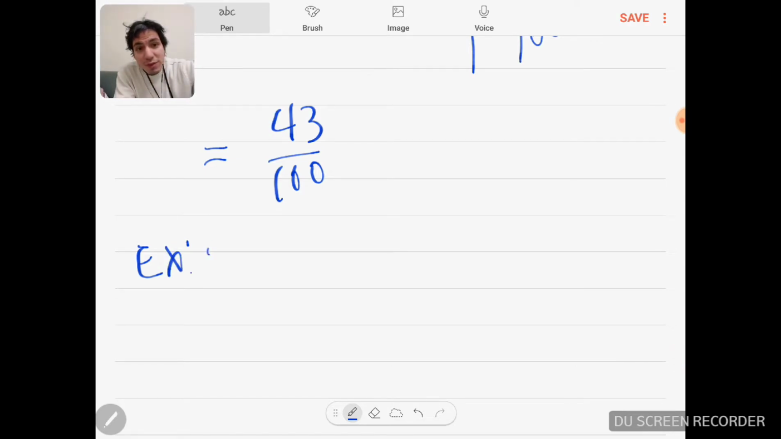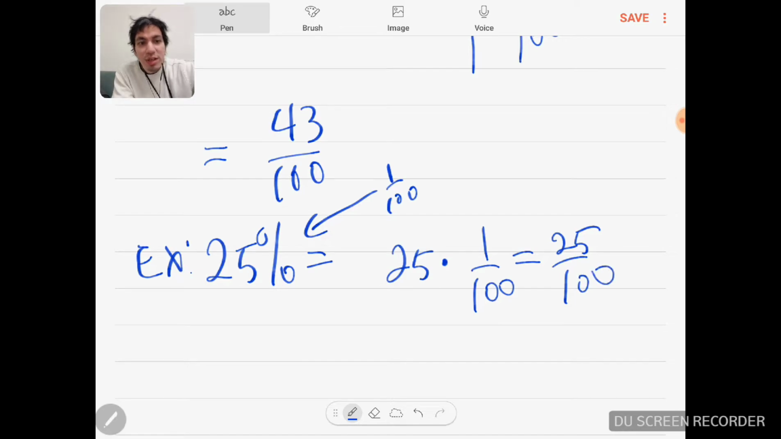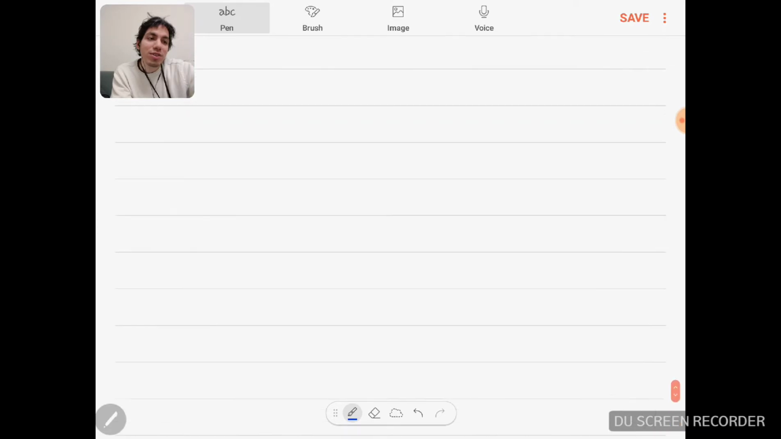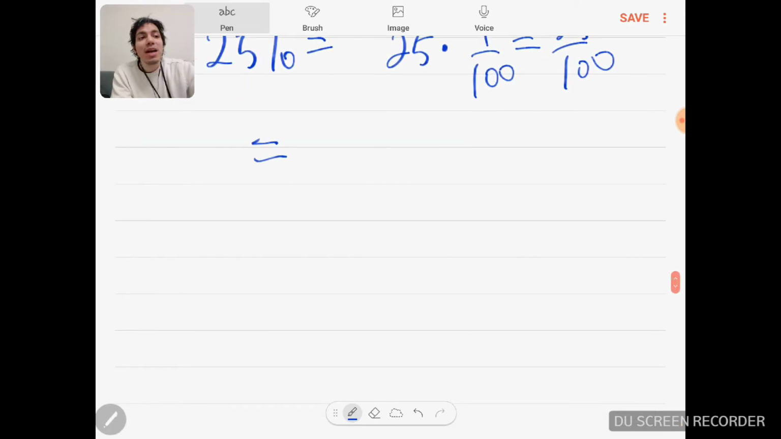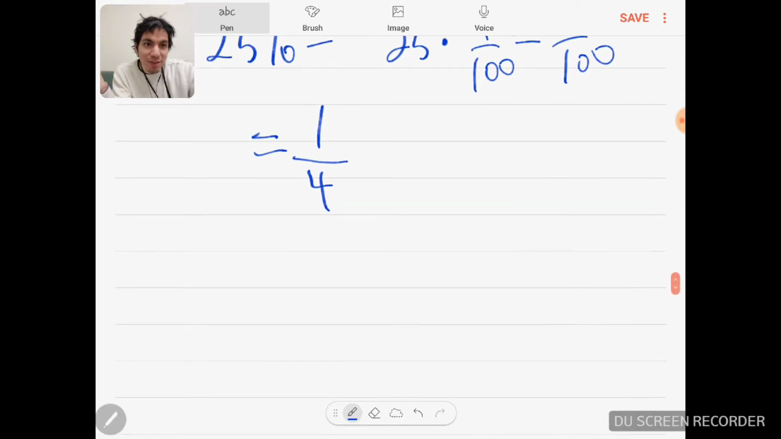What about 25%? Same idea. You change this to 1 over 100. 25 times 1 over 100, I get 25 over 100. Now, am I finished? The answer is no, because remember, think of quarters. How many quarters go into a dollar? 4. So 4 quarters go into a dollar, and how many quarters go into 25 cents? Once. So that's how you'd write 25% as a fraction.